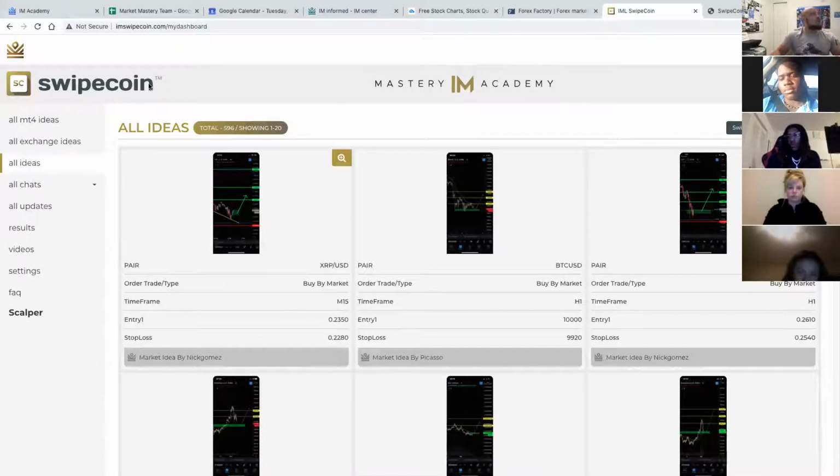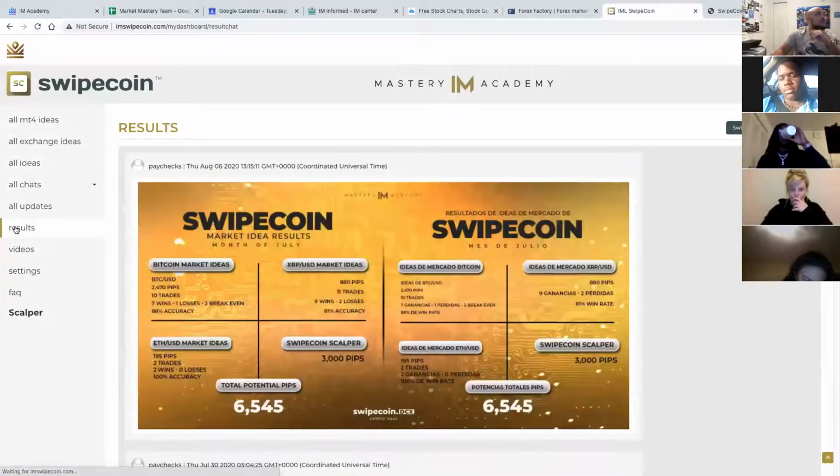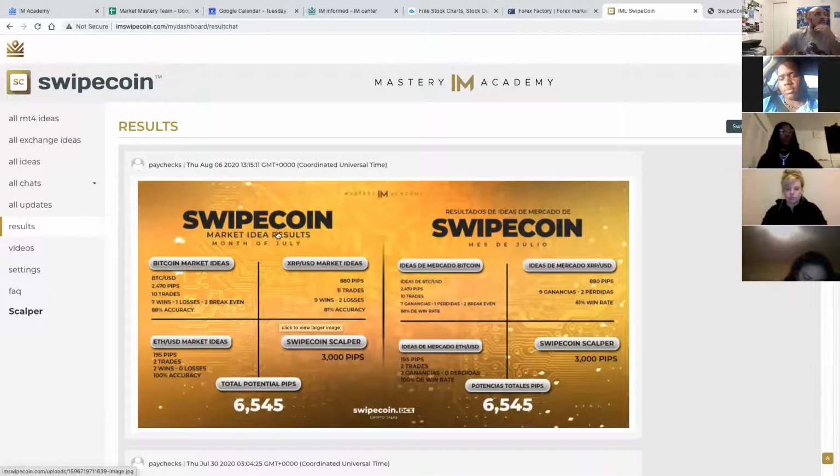All right, so look, guys, on this website, if you have DCX or add DCX, you get to look at all of the different trades right from here. So not only do you get it on your phone, you could also get it from here. It's really cool. You can check out the results page. This gives you the results for Swipe Coin. Look at this, guys. In the month of July, there was a potential of 6,500 pips. Now, obviously, it's going to be hard to catch all those pips, but look at this.